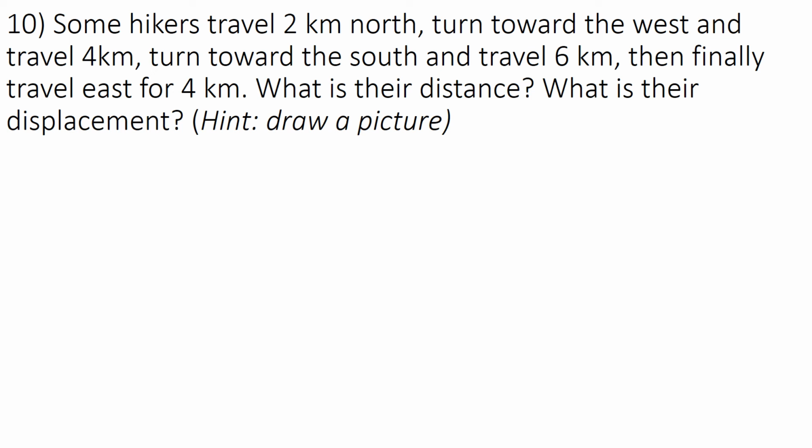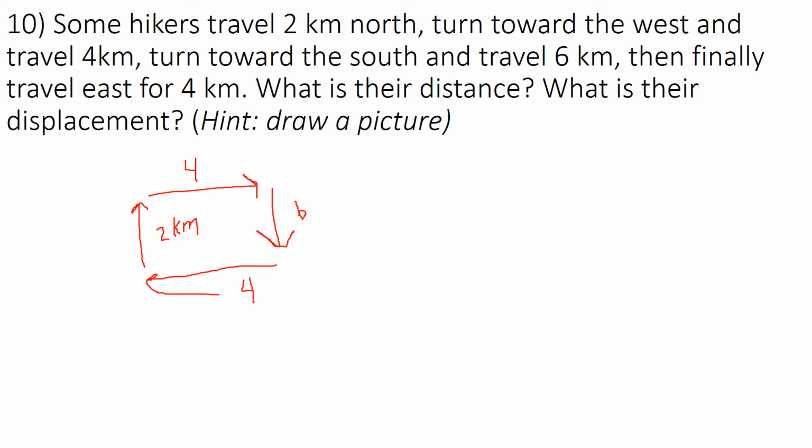Okay, guys, so here's your answer. Some hikers, they travel north. Hopefully this is not you, because it sounds like these hikers are lost because they're going to go in a circle. They travel north 2 kilometers. Then they turn toward the west, and they travel 4 kilometers. And then they turn towards the south, and they travel 6 kilometers. But then they finally travel back east. Uh-oh. Oh, that's a crazy arrow. 4 kilometers. Okay. So first of all, what's their distance?